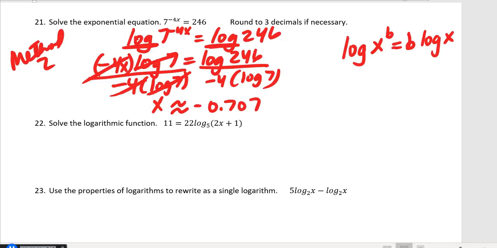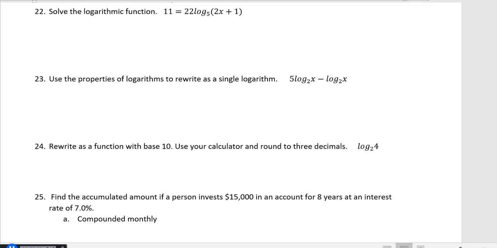Now we're going to go the opposite way, and you may use either method on problem number 21. I don't mind. We're going to solve the logarithmic function. On any of these problems, your first step is to get the log or the exponential function alone. So we're just going to use a little algebra and divide both sides by 22. So 11 divided by 22, that's 0.5 if you use your calculator. It's 1/2. Okay?